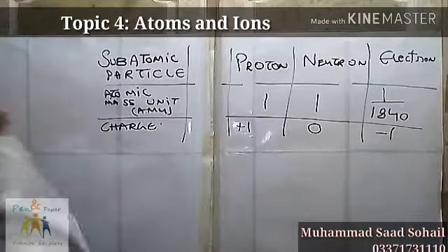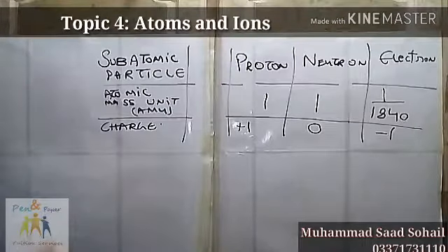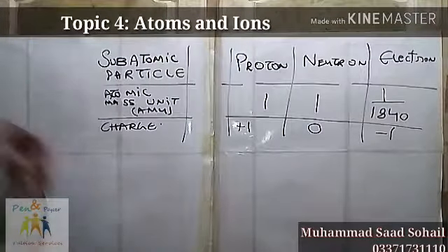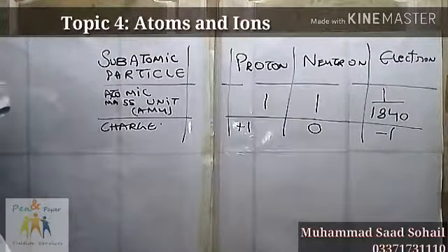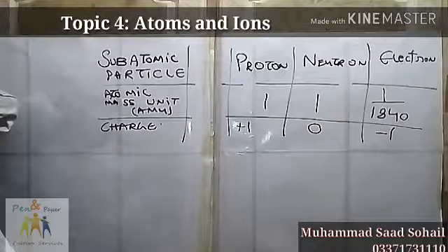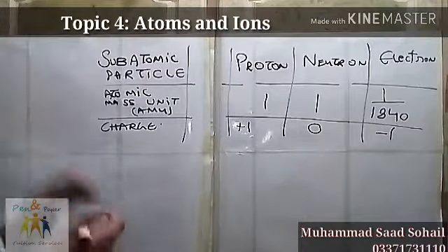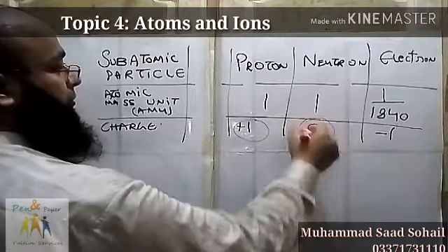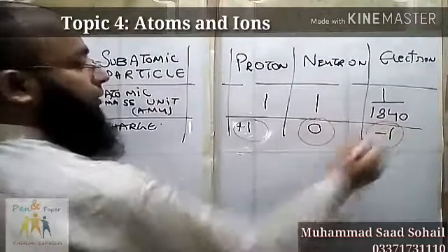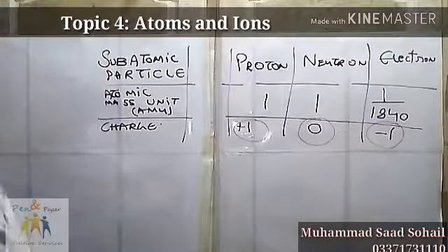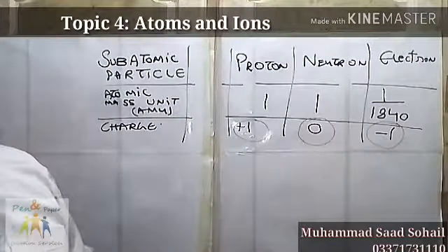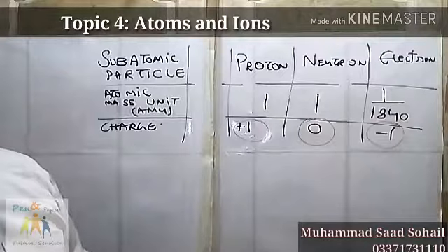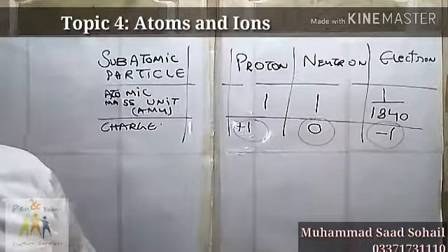Now, as you can see in the table, the different atomic mass units of protons, neutrons, and electrons, and then their relative charges. Proton has a positive charge of +1. Then you have neutron, which has no charge, and then you have electron, which has a charge of -1. So pretty much this information you just need to know for your exams.